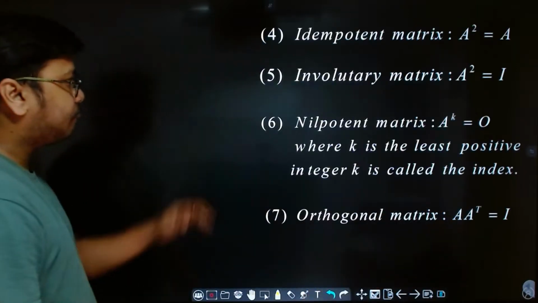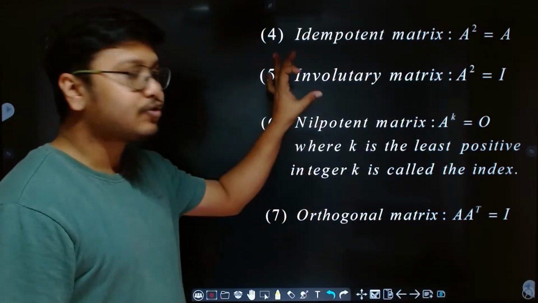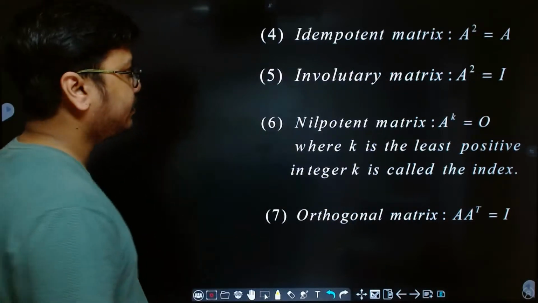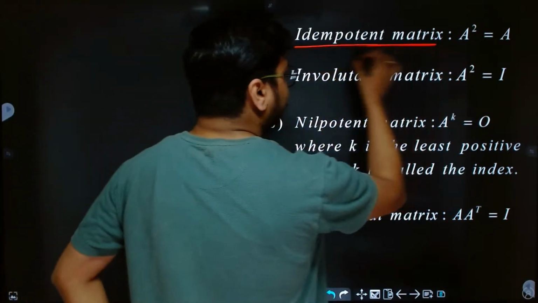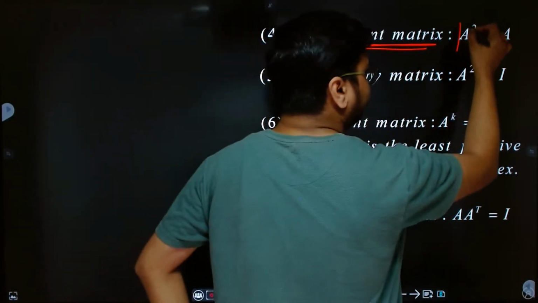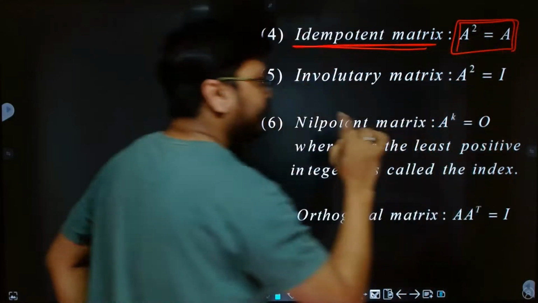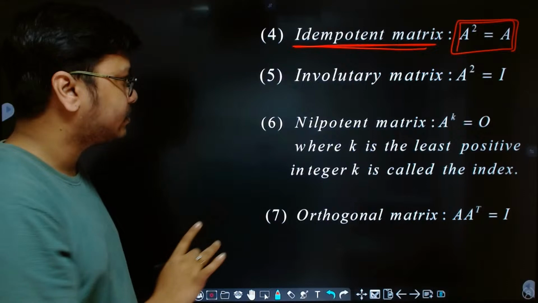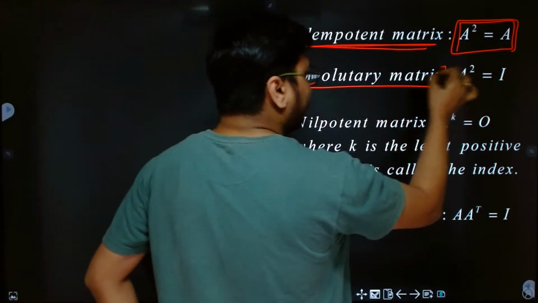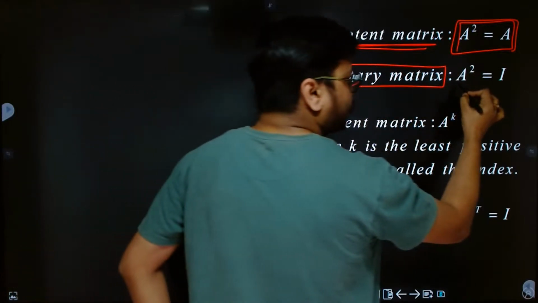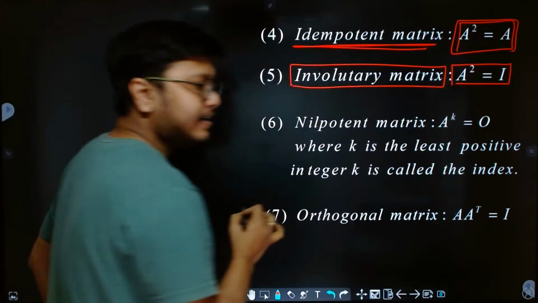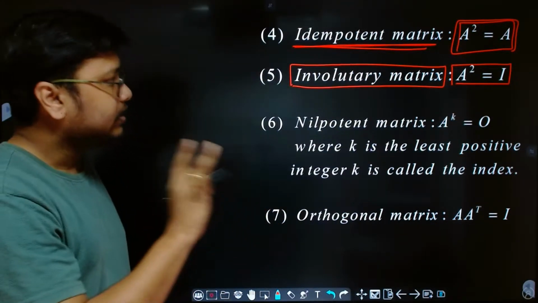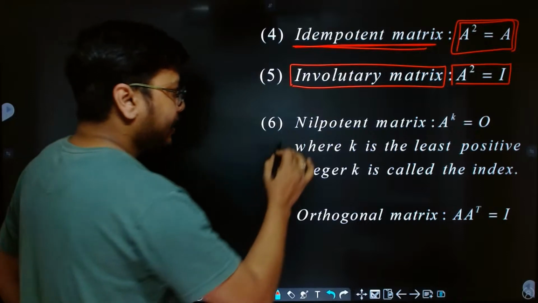Next we have a few important names. These names you need to remember. Okay, these names are important. Idempotent matrix means a matrix such that if the square of the matrix equals itself, A squared equals A, it's called an idempotent matrix. Involutory matrix: if the square of the matrix equals the identity matrix, meaning diagonal 1 and remaining everything 0, then it is an involutory matrix.